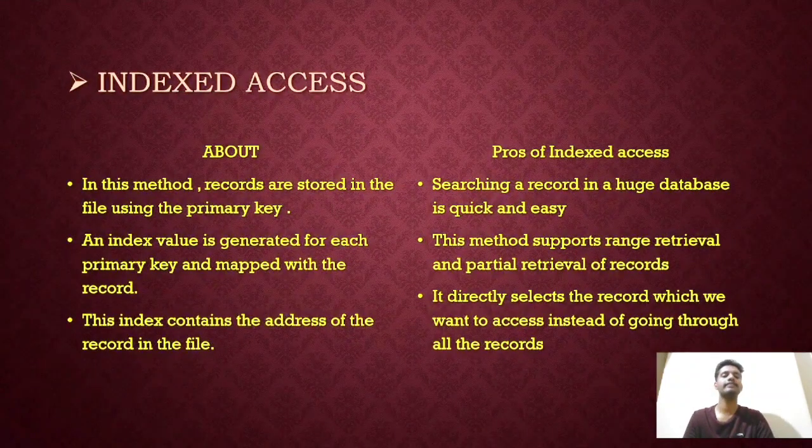And finally, we have indexed access. In this method, records are stored in the file using the primary key. An index value is generated for each primary key and mapped with the record. This index contains the address of the record in the file.